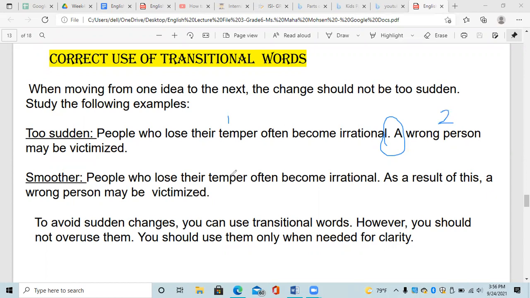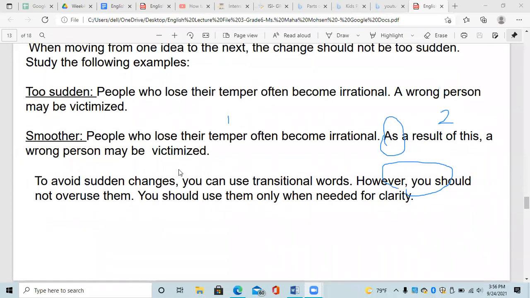People who lose their temper often become irrational. As a result of this, a wrong person may be victimized. So now I connected these two sentences with these transitional words, and in this way, the sentences make more sense. So to avoid sudden changes, let me remove these. To avoid sudden changes, you can use transitional words.